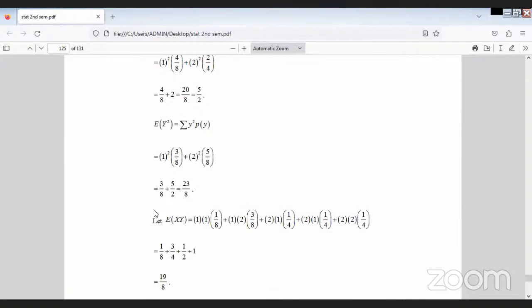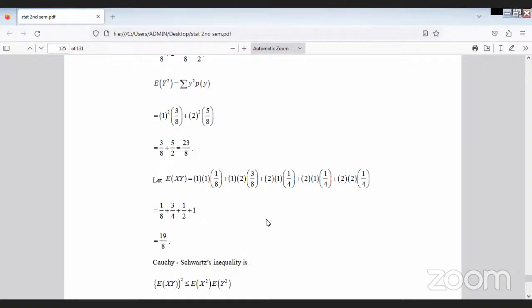So E of xy is equal to 1 into 1, 1 by 8; 1 into 2, 3 by 8; 2 into 1, 1 by 4; 2 into 1, 1 by 4. You do it. Is this correct or not? Do it. Correct, sir. 19 by 8.